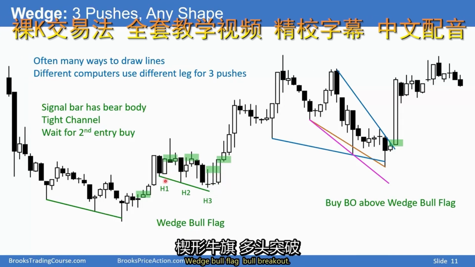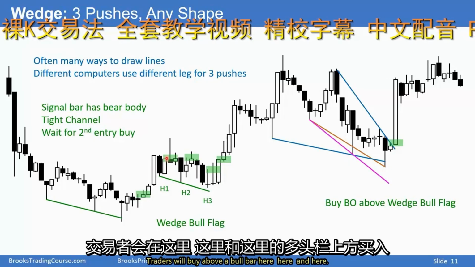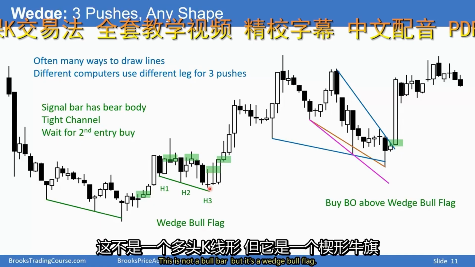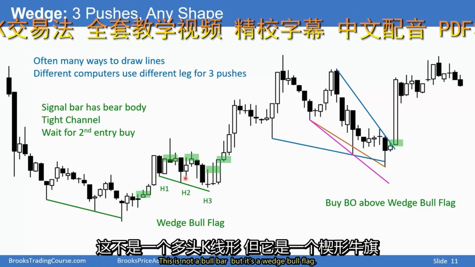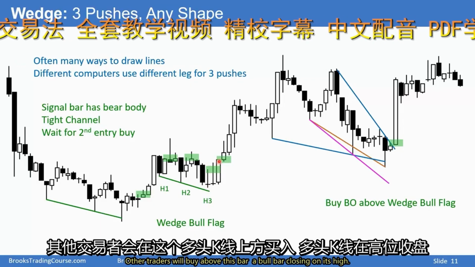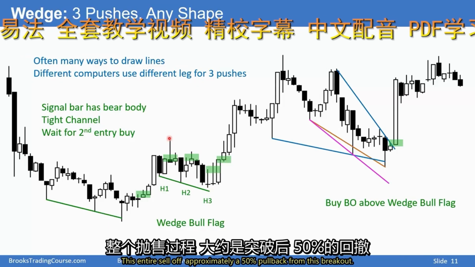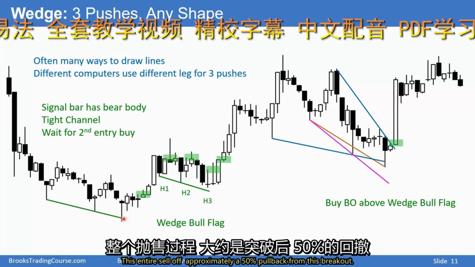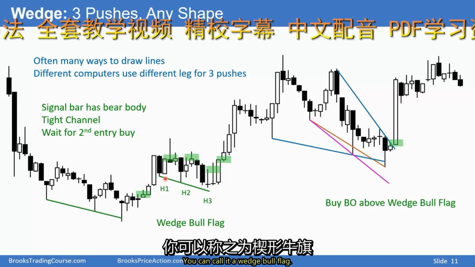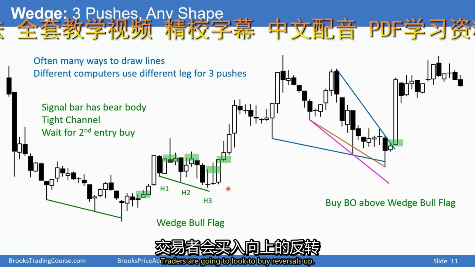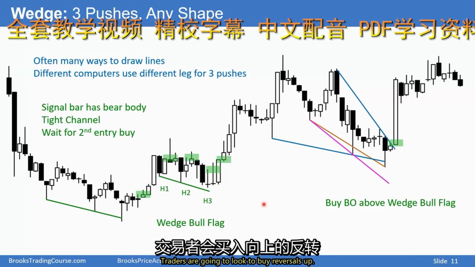Wedge bull flag, bull breakout, traders will buy above a bull bar here, here, and here. This is not a bull bar, but it's a wedge bull flag. Other traders will buy above this bar, a bull bar closing on its high. This entire sell-off, approximately a 50% pullback from this breakout. You can call it a wedge bull flag, you can call it a higher low major trend reversal. Traders are going to look to buy reversals up.